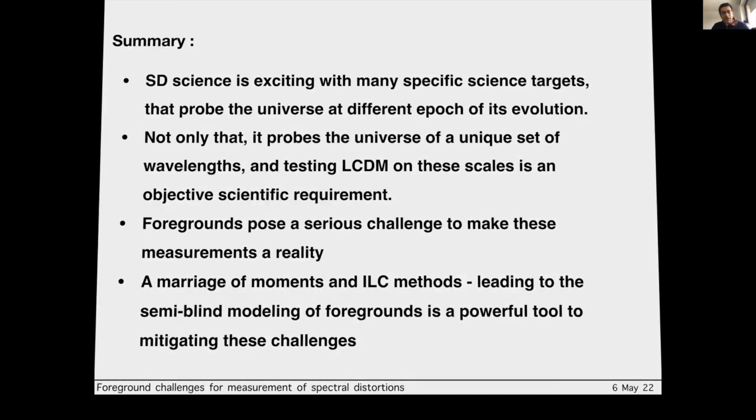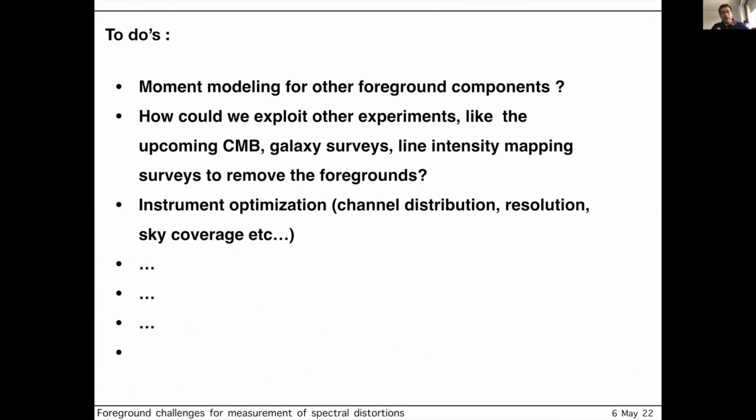But this is only a part of the story, because this is only a part of the work. There's lots more to be done. What I've told you here is kind of simple to say: how do you do foreground modeling for components which you can characterize well, like, for example, synchrotron, dust and CIB. But let's say we want to also worry about CO and AME, then you have to ask, do we have moment models for those other foreground components?